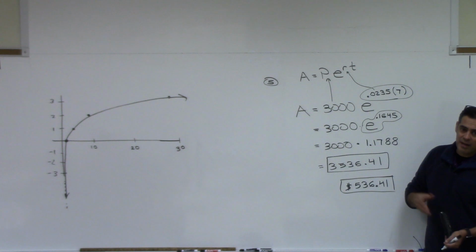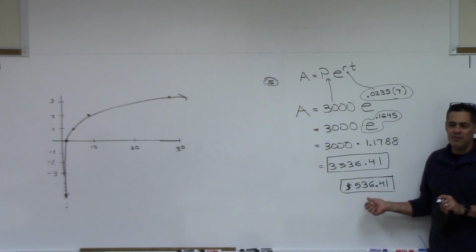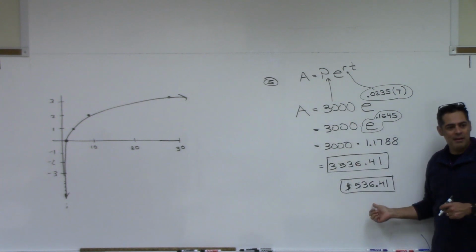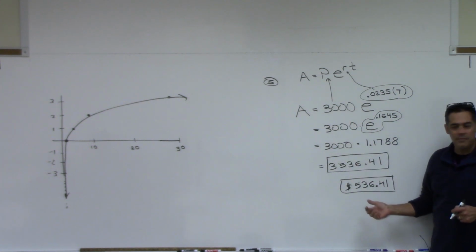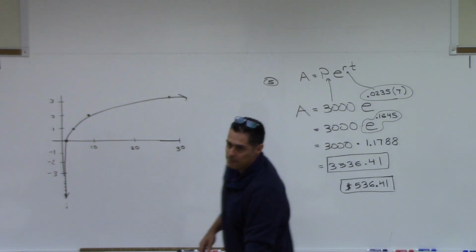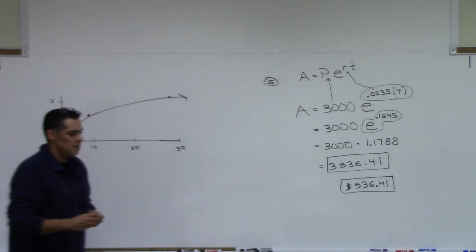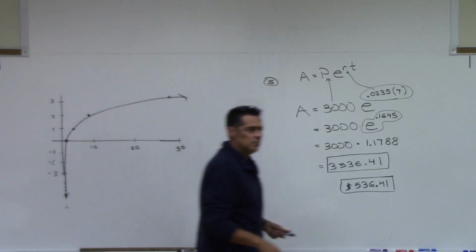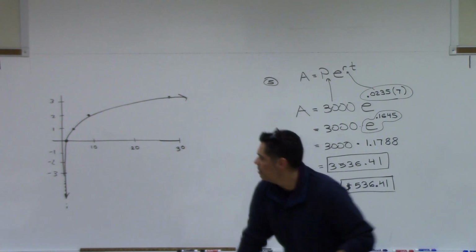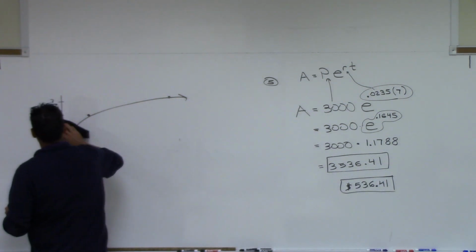Now, if this were a credit card, then that would be how much more you have to pay back, right? You bought a TV, it was $3,000, but you're going to wind up paying $3,536. So you're basically having to pay a fee to borrow that money. Any other questions on that? No? All right, we move on.